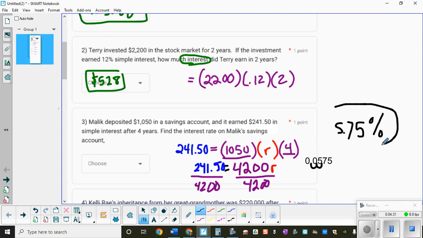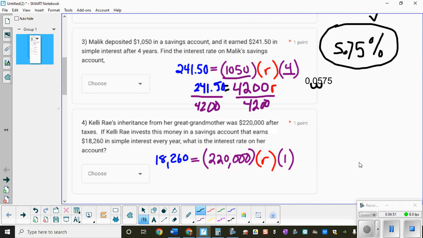Now for the answer choices, if you see the 5.75, just go ahead and pick that. If you don't see decimals, then this would round up to a 6%. But if it has the 5.75 in there, just pick that. I'll never give you both this and a 6% and ask you to pick between the two. So for this one, that's going to be how we find the interest rate.